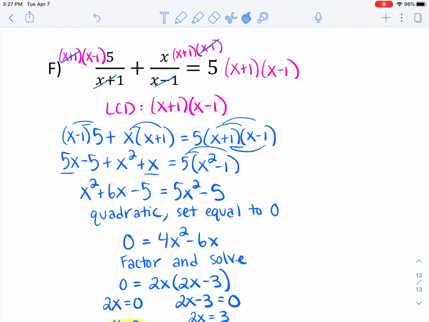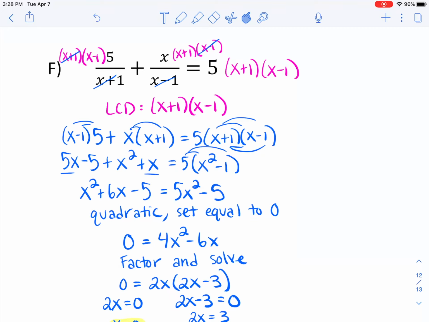When we distribute the 5, we get 5x minus 5. Distributing the x, you get x squared plus x. If you distribute x plus 1 times x minus 1, you get x squared minus 1. On the left-hand side, you can collect like terms. 5x plus x gives you 6x. So now on the left-hand side, we have x squared plus 6x minus 5. And on the right-hand side, you can distribute the 5, so you get 5x squared minus 5. This is quadratic, so we're going to set it equal to 0, and then try and solve.